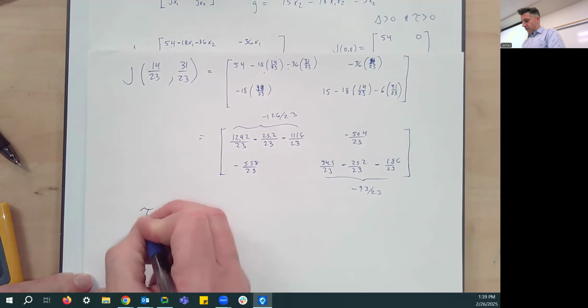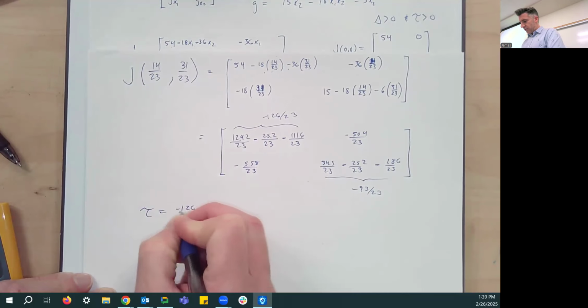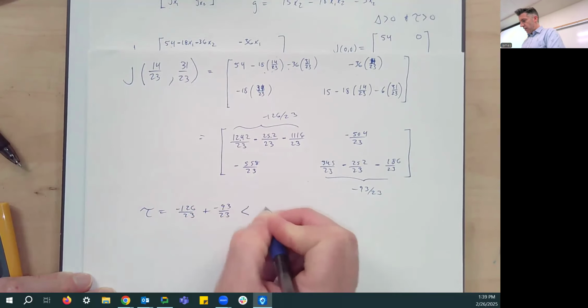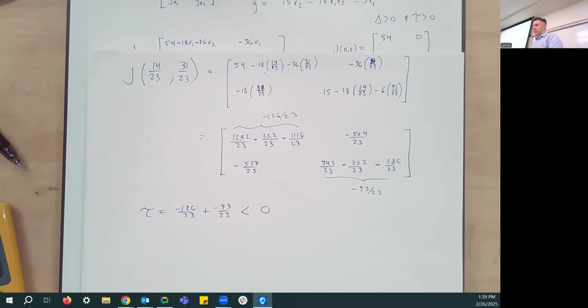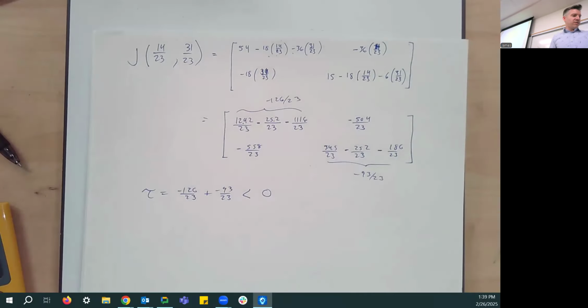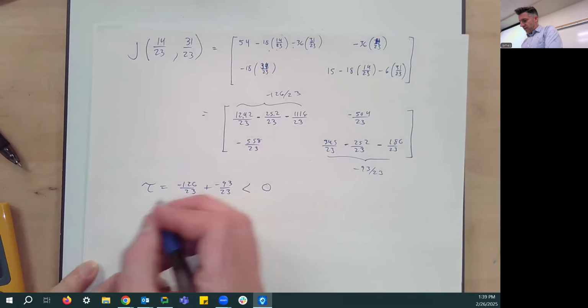Well, our trace is certainly negative 126 over 23 plus negative 93 over 23, which is for sure negative. Determinant's a little harder. Determinant, yeah, determinant. Good choice of problem, James. It's not the worst thing ever. So let's look at the determinant.